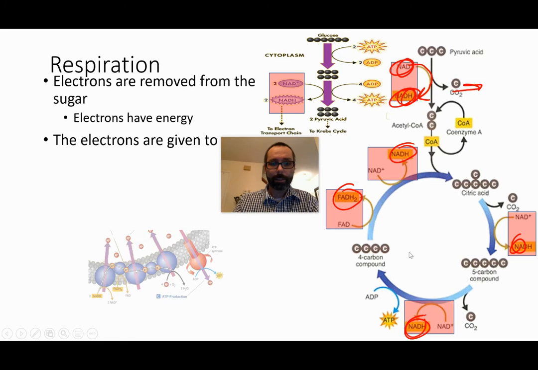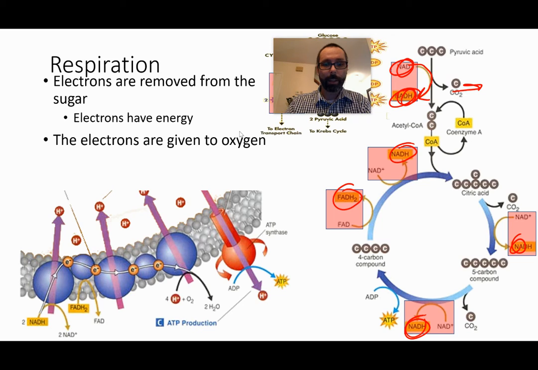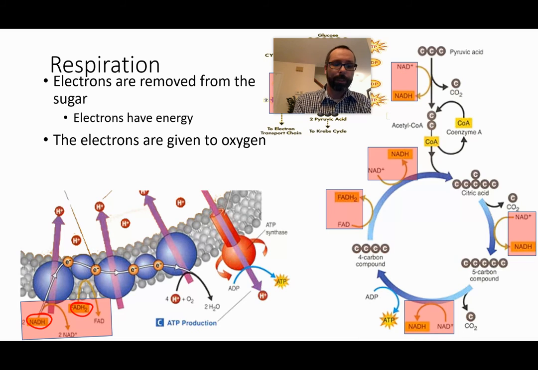So the electrons get given to oxygen. This is the reason why you breathe. The number 1 reason why oxygen is important is that we have to drop off these electrons. Notice here's those molecules that I just pointed out. We filled them up. They're like transport trucks. And then we drop off the electrons, and the electrons get passed through this chain. And at the end of this chain is oxygen. The oxygen's waiting to take in the electrons, and when it takes in the electrons, it makes water.